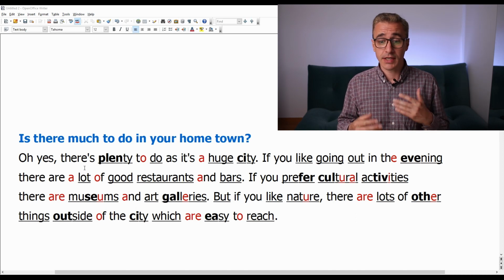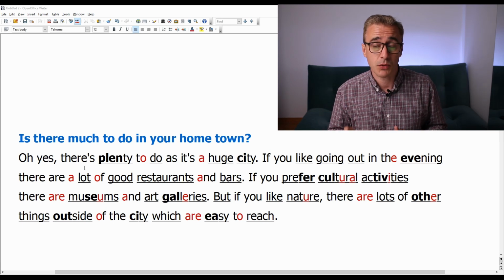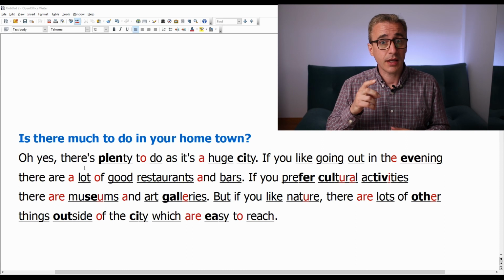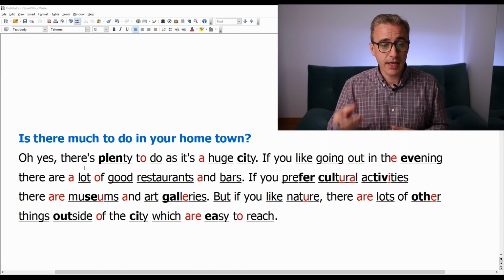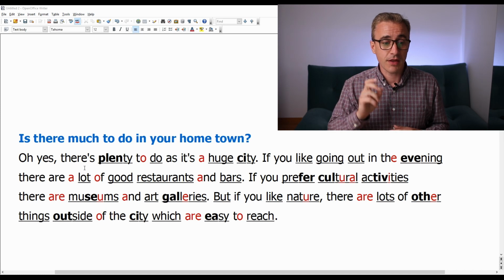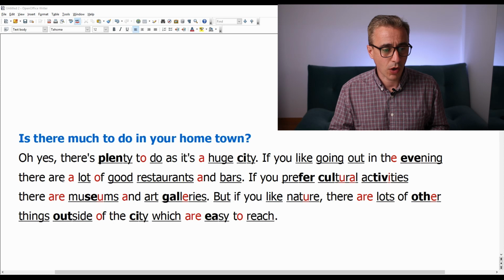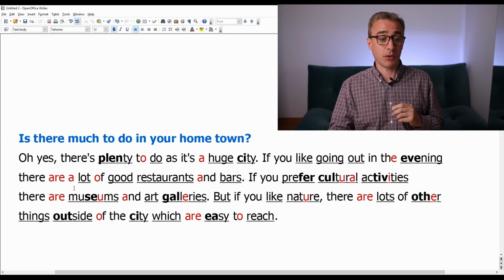Very good. Okay, so the next sentence we have, if you like going out, so we have a phrasal verb there, going out, we're going to stress that. In the, so it's nice and reduced, in the, kind of join it together. Evening, there are, in fact, I'm going to put the R as a schwa. The R as a schwa. There are a. I'll show you how to deal with that in a second.